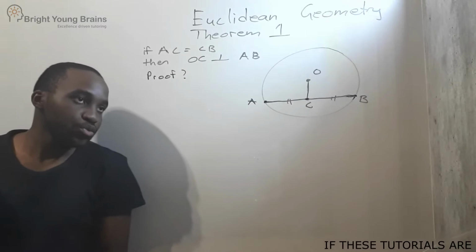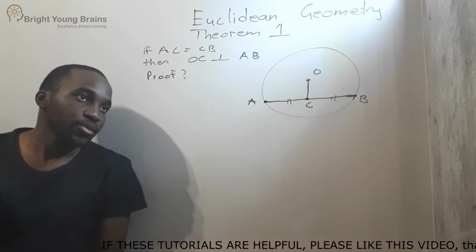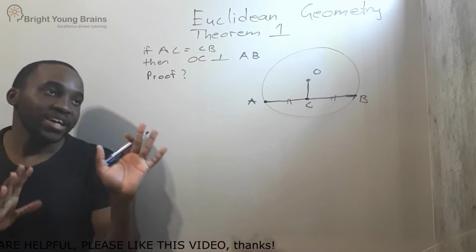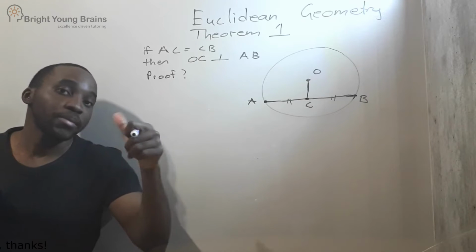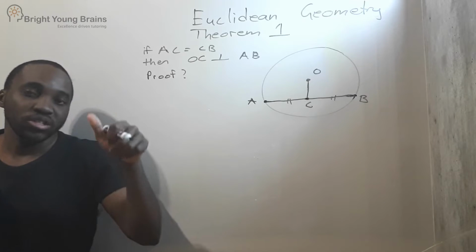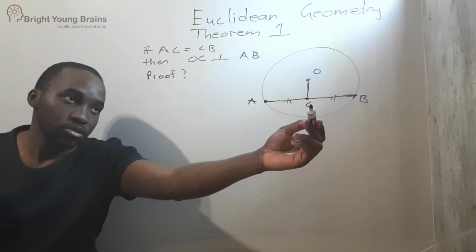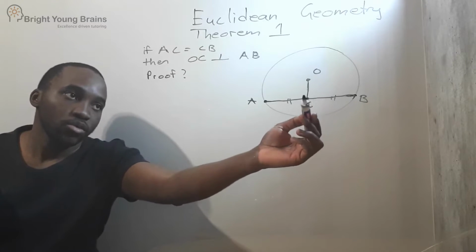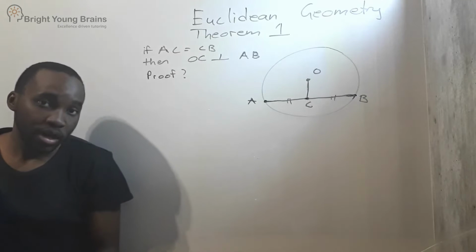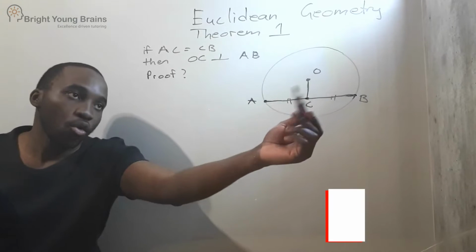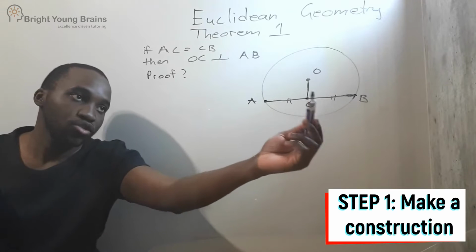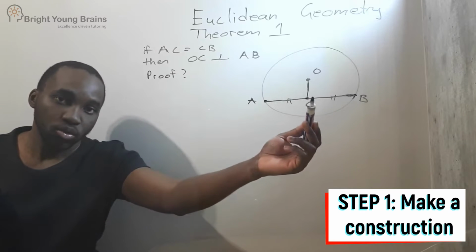So if you're going to prove this theorem, the first thing you want to keep in mind is the main idea is you want to firstly make a construction and then use that construction to help you prove that if AC is equal to CB, then this angle here will be a 90-degree angle. So to do that, the first thing is you want to construct OA and OB so that you have the two triangles.